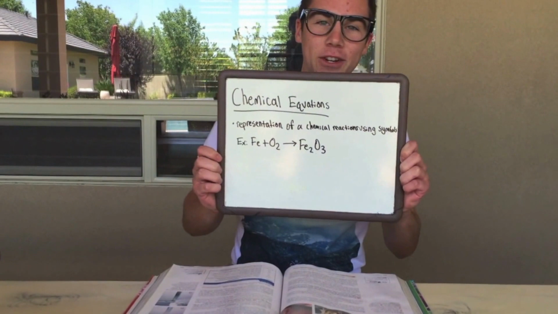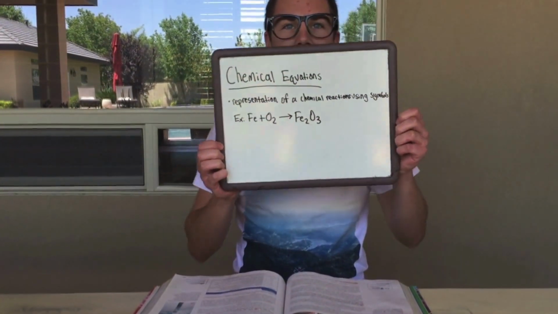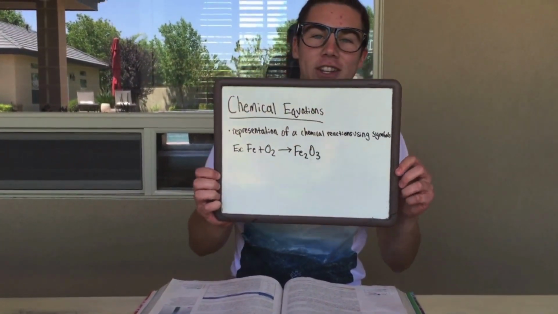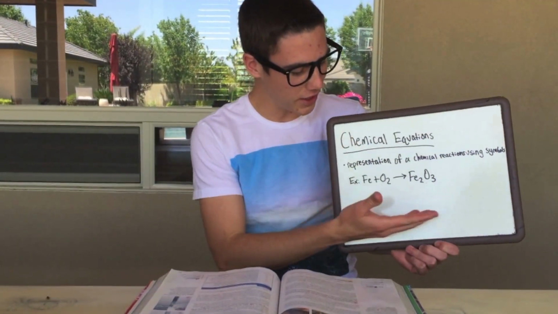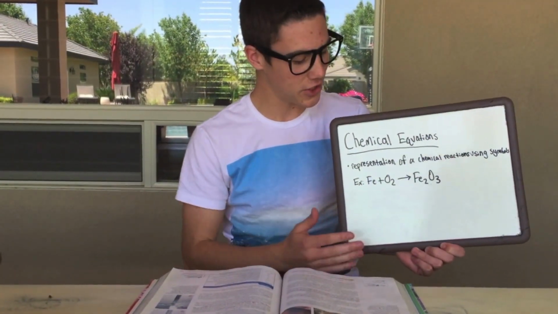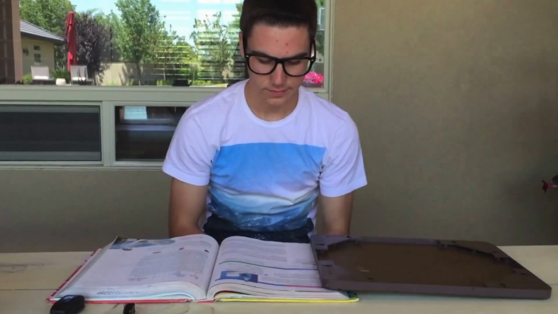Hello, I'm going to show you step 1 of our journey on this epic quest. Chemical equations, a representation of chemical reactions using symbols. Here is just one example of an unbalanced equation. Let me show you how to break this down.